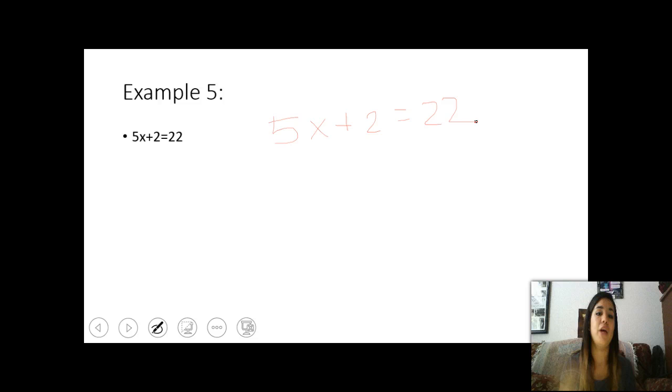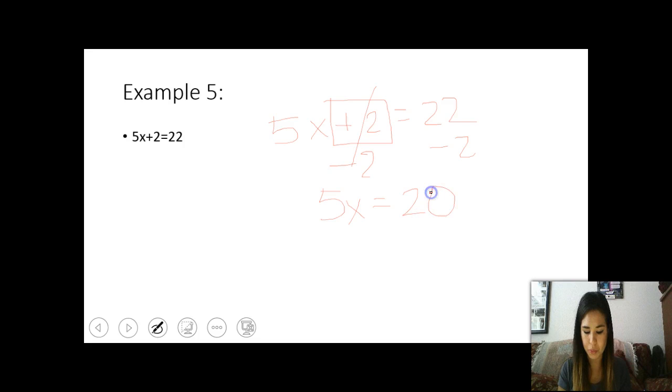In this case, where you have more than one thing happening, you're going to try to get rid of the plus and the minus first. So whatever is not right next or in front of the x. In this case, I'm going to try to get rid of this plus 2. So the opposite of plus 2 is going to be minus 2. Again, if I do it to the left, I do it to the right. I have to do it to both sides or my equation is unbalanced. So I have 5x is equal to 22 minus 2. That gives me 20. So 5x is equal to 20.